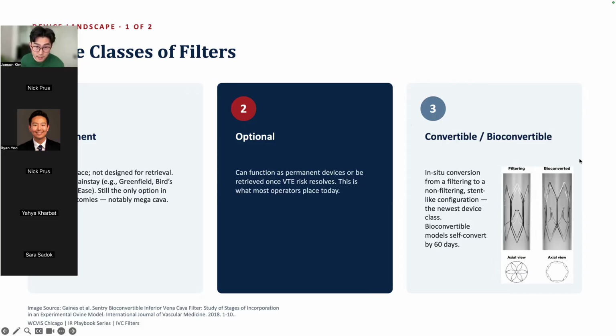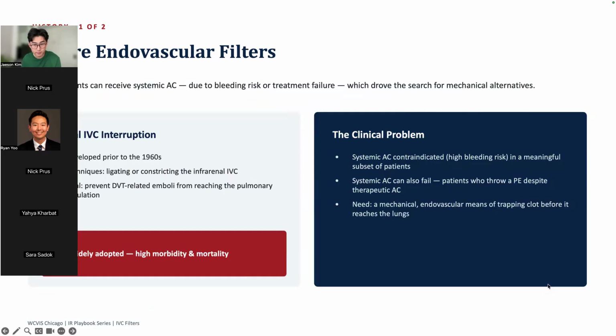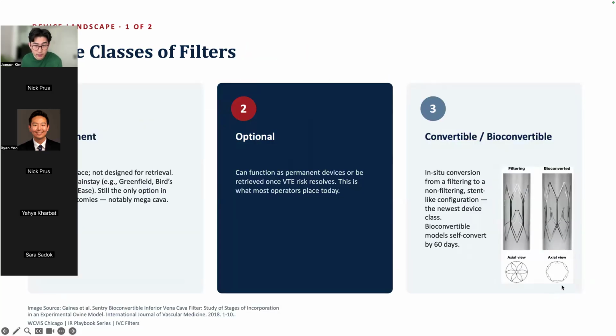And so this is a picture of the convertible bioconvertible filters. As you can see in the axial view, you'll see how there's more stuff in the middle for it to catch the clot. And then after a certain amount of days, you'll see how it kind of opens up, allowing the blood to flow through the vena cava.